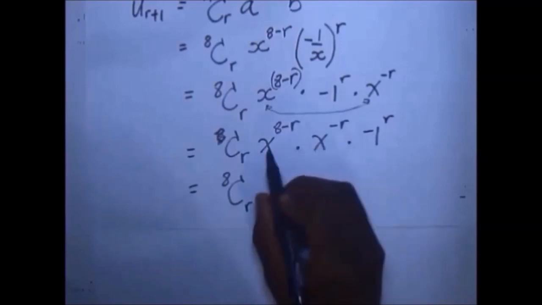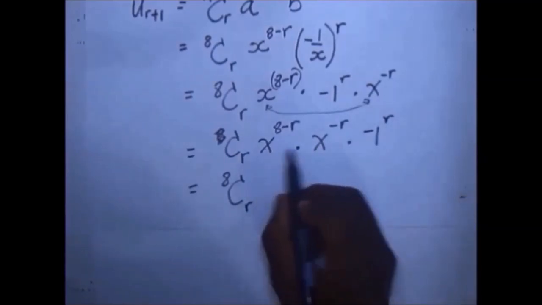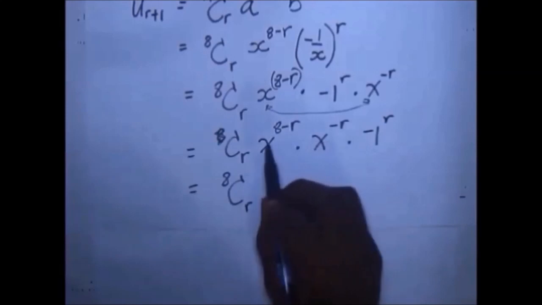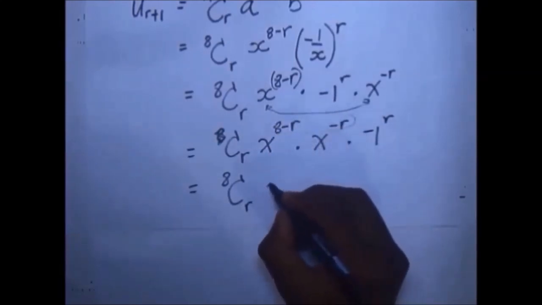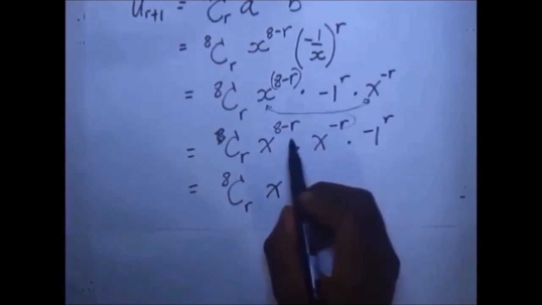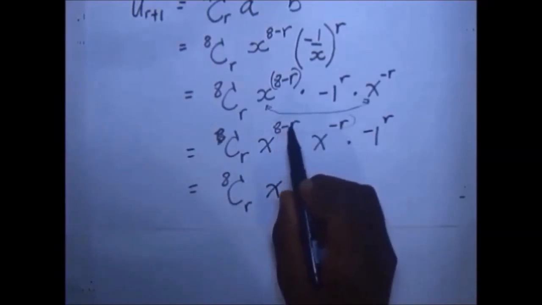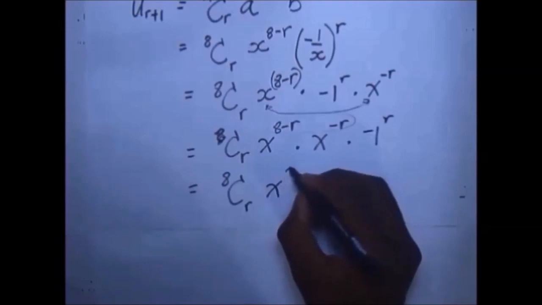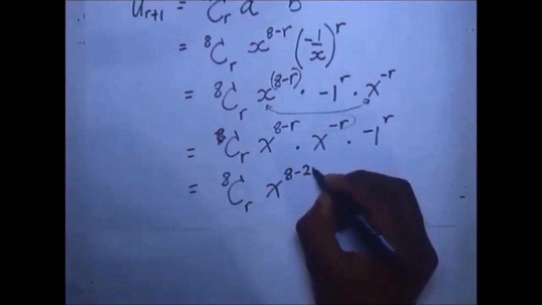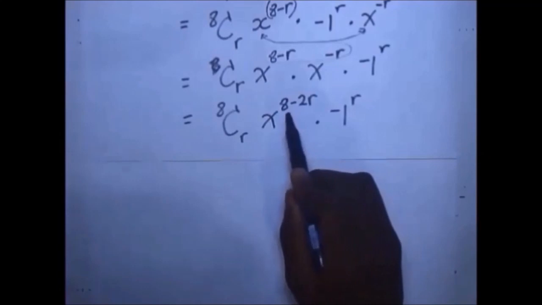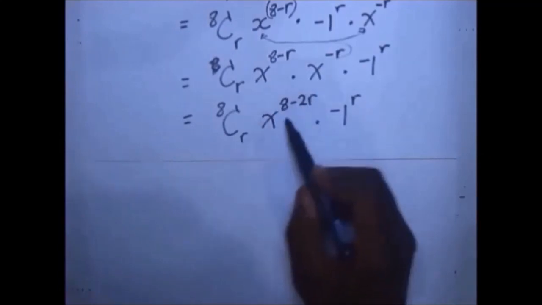So that will give us 8 combination r. Using our laws of indices, this is the same base. Because the bases are the same, we shall add the powers. So it's going to become x to the power 8 minus r plus negative r, which gives us 8 minus 2r, times negative 1 to the power r. Now from here we can see that x is alone and the other terms are alone.